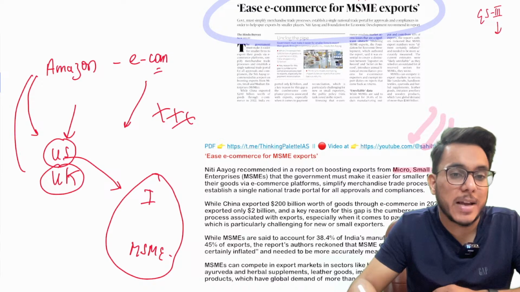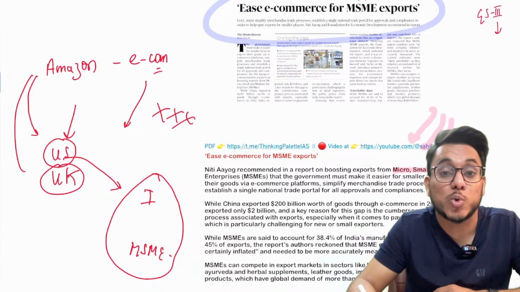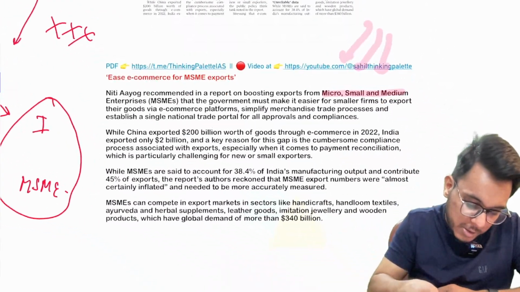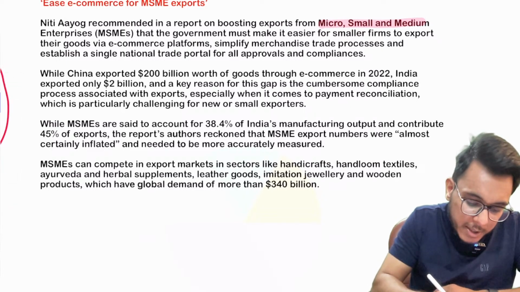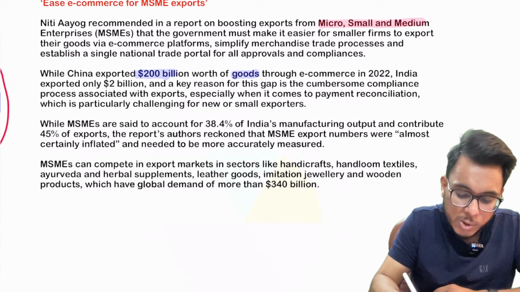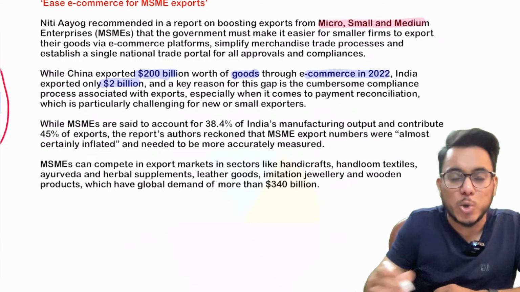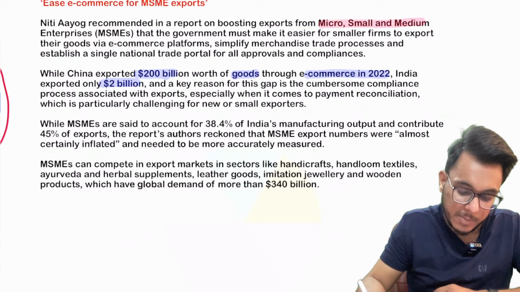And because of these compliances, often MSMEs are not able to export products through the e-commerce websites. Now, Niti Aayog says that China exported $200 billion worth of goods through e-commerce websites in 2022. India exported just $2 billion of goods through e-commerce websites.